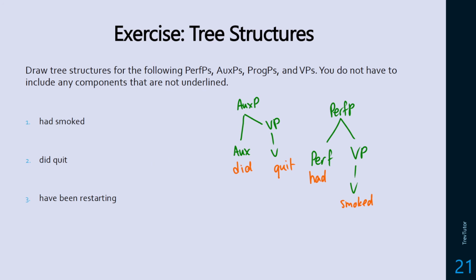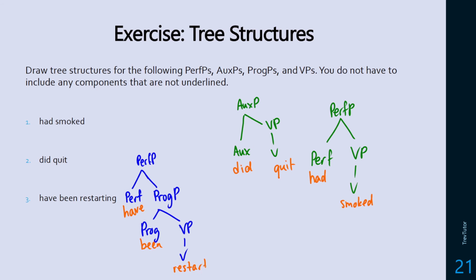Okay, what about, let's move that one out of the way. And different color, have been restarting. So we have been restarting, which means we have a perfect have that's going to build up into a perfect phrase. We have the en on been, and that's giving the ing to restart. So this is going to take a progressive phrase, which has the progressive be, and that's going to take a verb phrase, which has the verb restart. So here we have the perfect have, progressive been, and then the verb restarting.